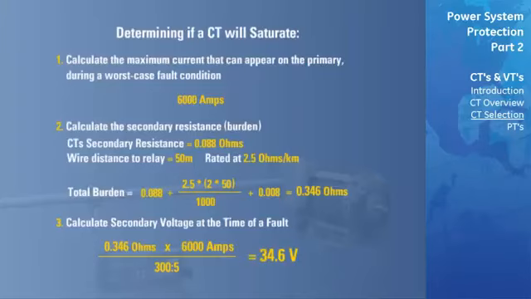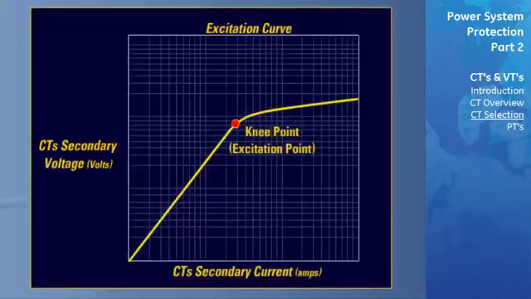With the maximum secondary CT fault voltage calculated, the final step is to refer to the CT excitation curve. By plotting the 34.6 volts value on the excitation curve, we notice that it falls well below the knee point, indicating that it will not saturate under a worst-case fault condition. If the factors affecting the burden were ever to change, or a higher fault current is measured, these calculations must be repeated to ensure the CT does not saturate.